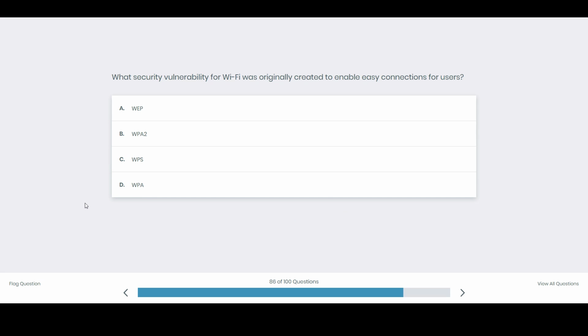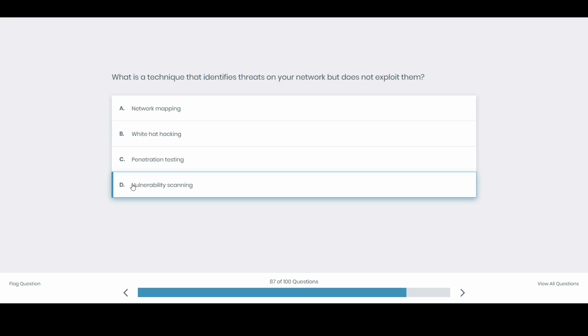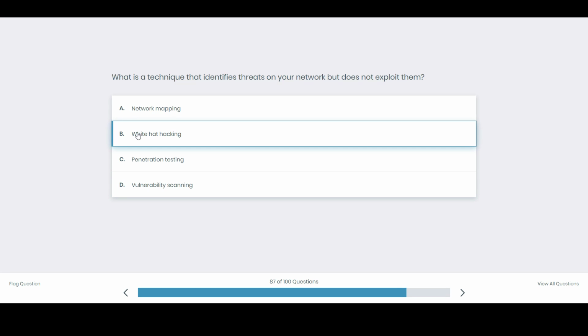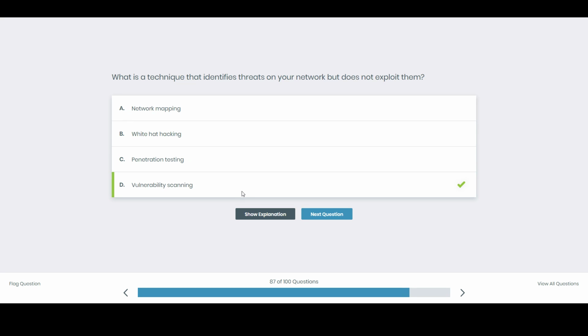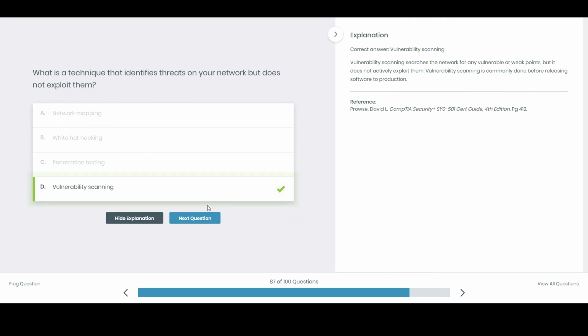What security vulnerability for Wi-Fi was originally created to enable easy setup? Oh, this is the WPS. Oh, no. Yeah, oh, wait. Yeah, WPS. What is a technique that identifies threats on your network but does not exploit them? White hacking? I don't know. Yeah, vulnerability scanning. You need scanning to search the network for any vulnerability.